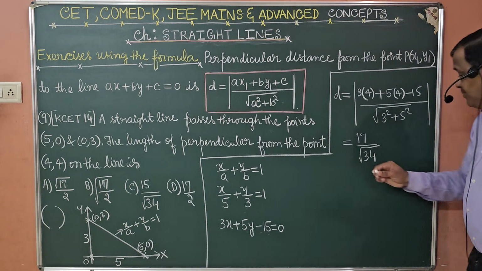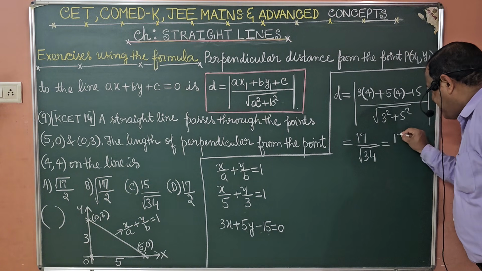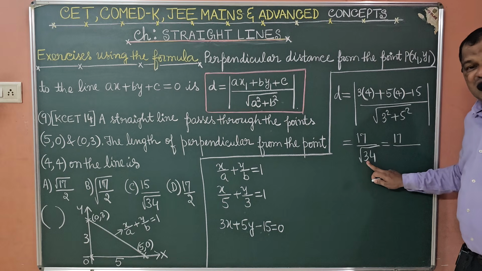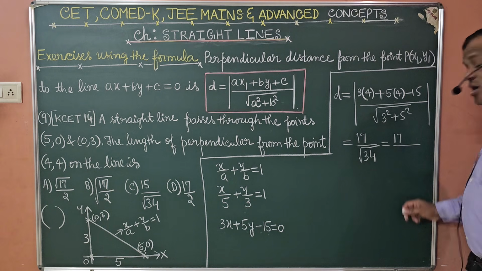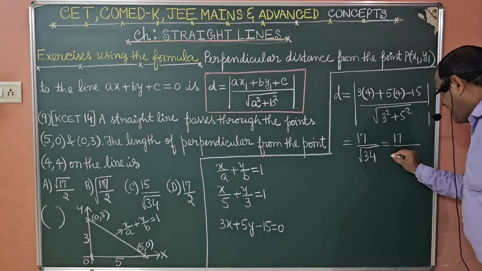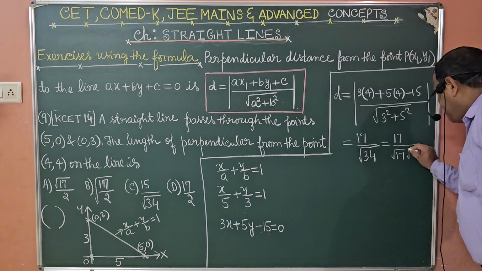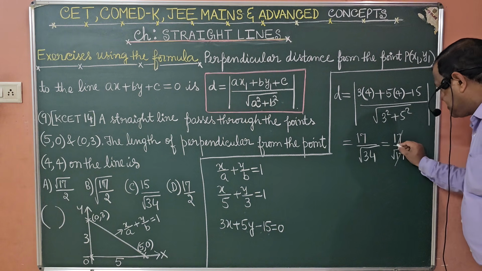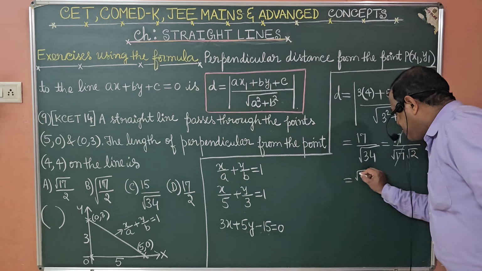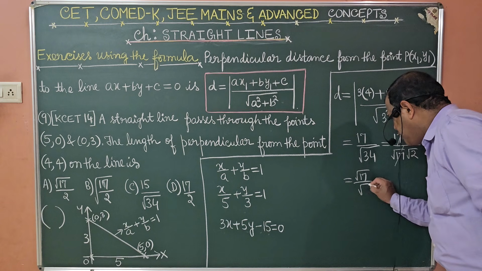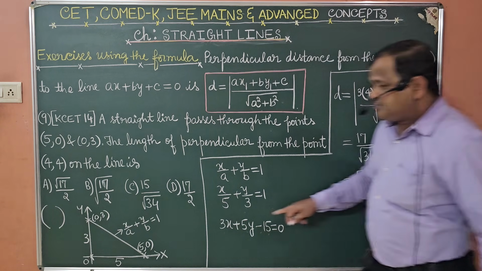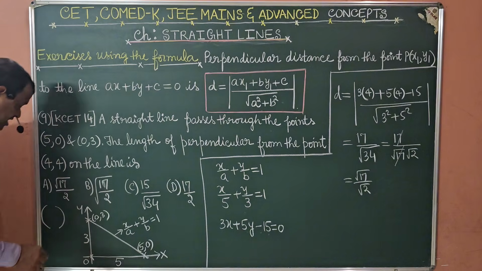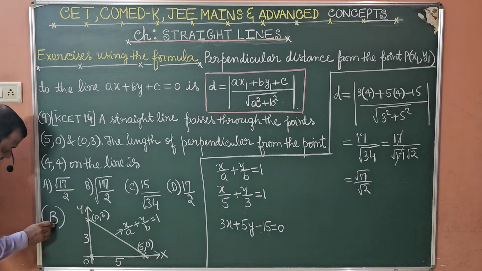But one can simplify this. We know that this is 17 by root 34. 34 can be written as 17 into 2. And root of 17 into 2, one can write as root 17 into square root of 2. Then see, square root 17 cancelled with this. Therefore, numerator square root 17, denominator square root 2 remaining, which is nothing but the second option. Therefore, for this question, option B is correct.